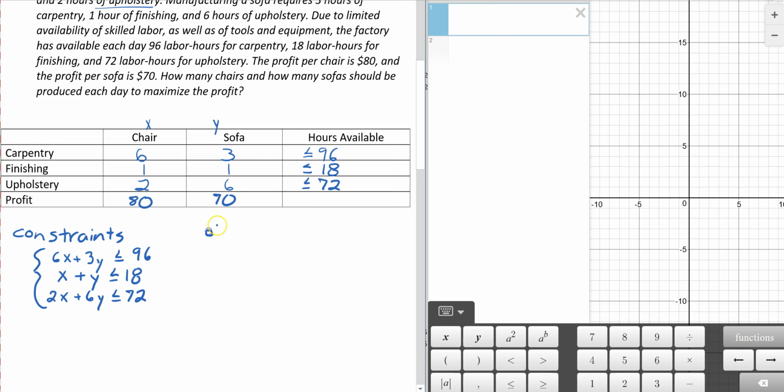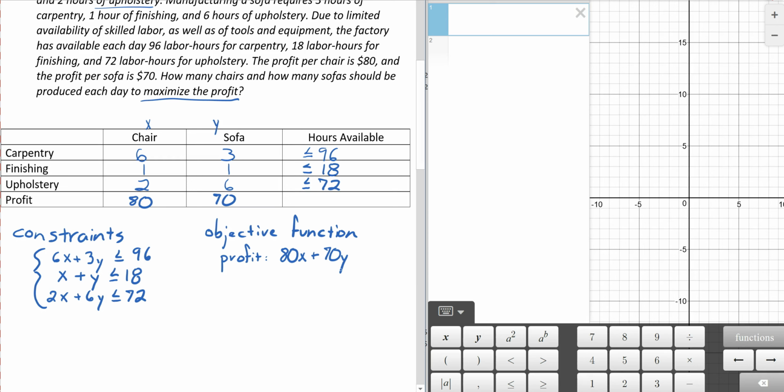So the objective function is what I want to maximize or minimize. In this case, I want to maximize the profit. So I want to figure out what will give me the greatest profit under these constraints. And profit is calculated as $80 times x, the number of chairs, plus 70 times y, the number of sofas.